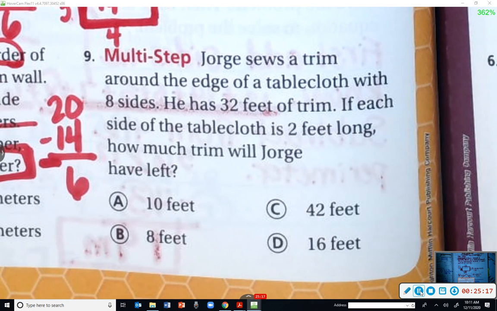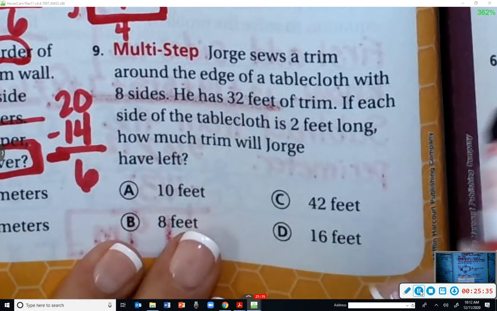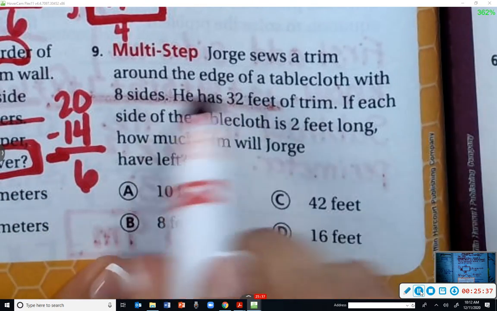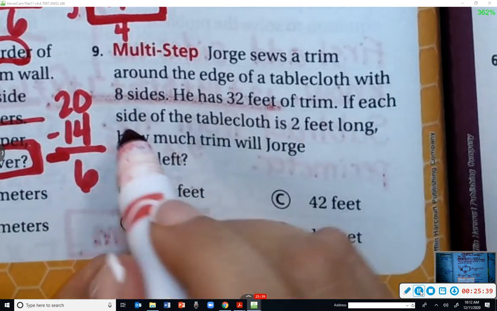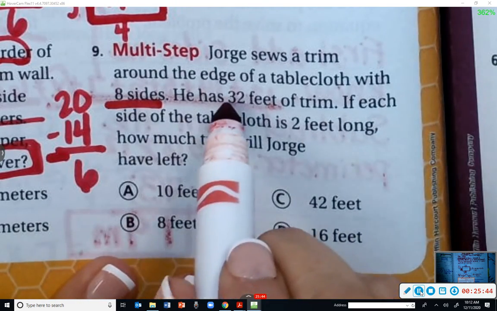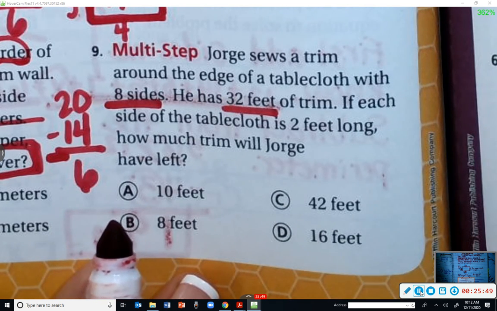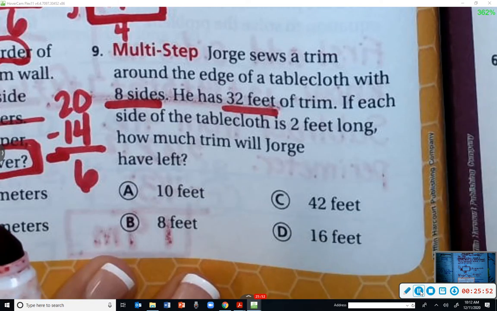This one was a little bit tricky because it's talking about a tablecloth, but it's not a typical tablecloth that is just 4 sides. This tablecloth had how many sides? 8 sides. So let's read the whole problem and see what we need to do first. Jorge sews a trim around the edge of a tablecloth with 8 sides. He has 32 feet of trim. If each side of a tablecloth is 2 feet long, how much trim will Jorge have left?